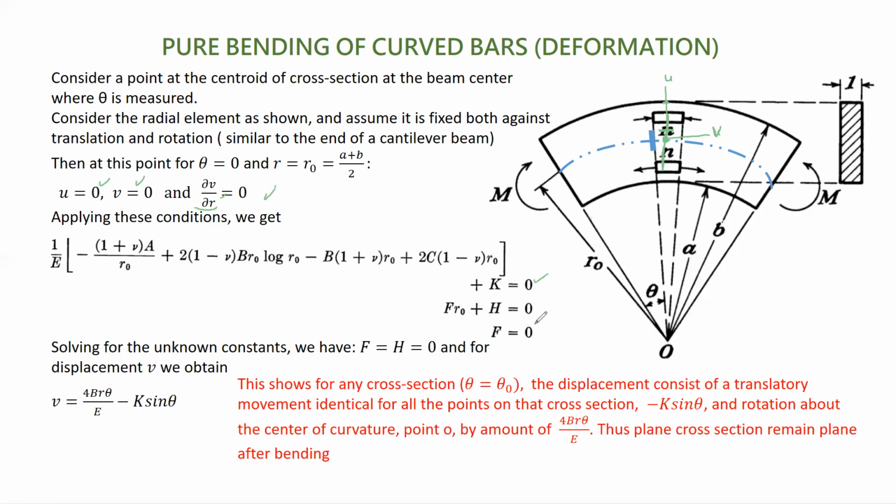K becomes 0, F becomes 0, and H becomes 0. I'm sorry, the K has this term, right? This is equal to 0. This equal to 0. And that equal to 0. From these two, you can see F and H are equal to 0, but K would have a value here. We need to see what is that a here.